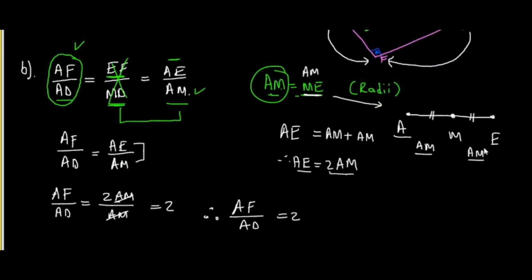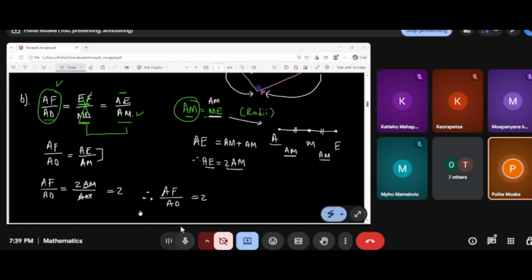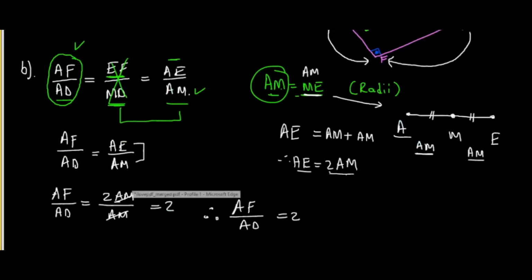You understand? Why did we choose AM? Because that's what we have on our fraction. So we can get rid of that AM. I'm not sure if this makes sense. Do you guys understand what happened here? Okay, 100%. I'll just move to the next question.